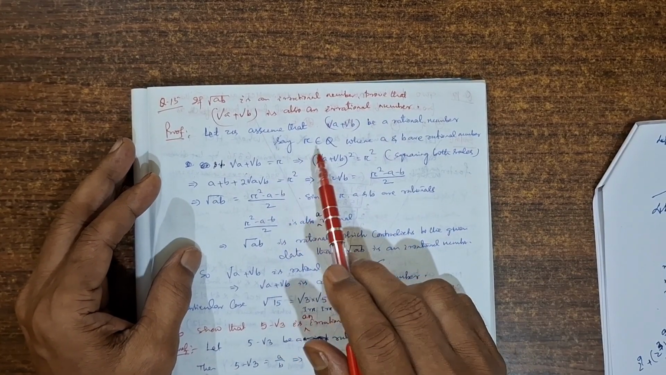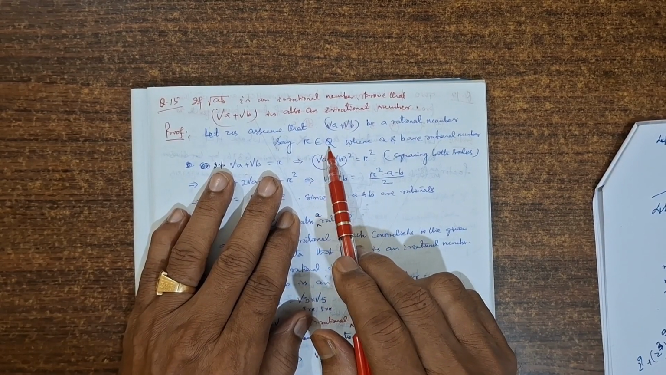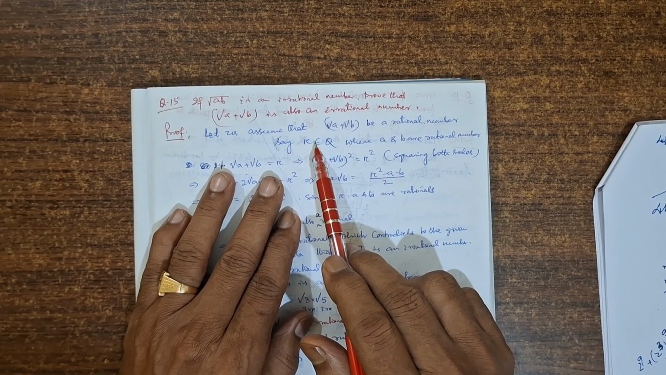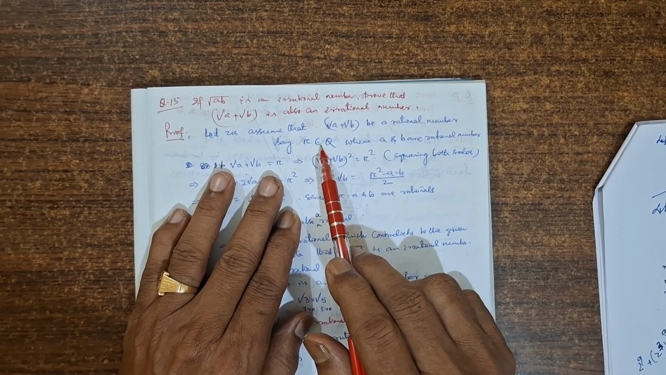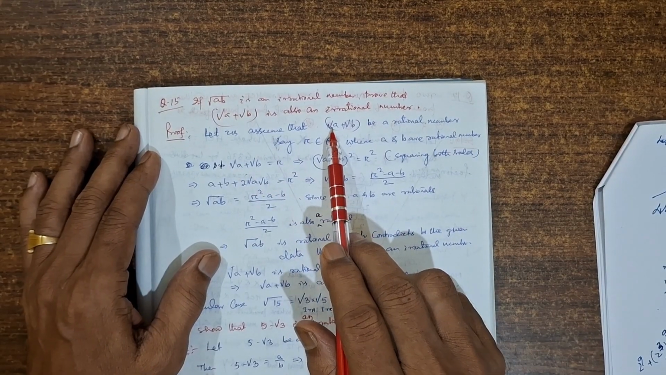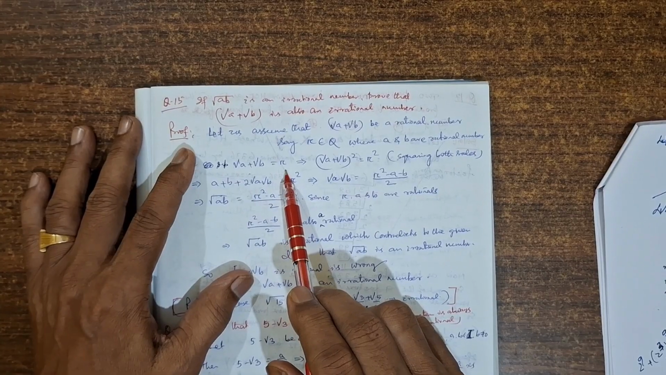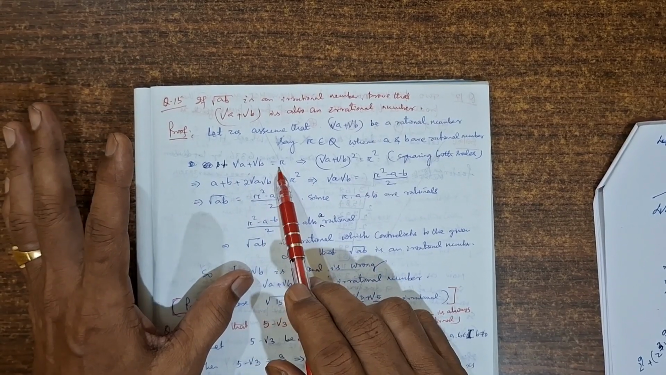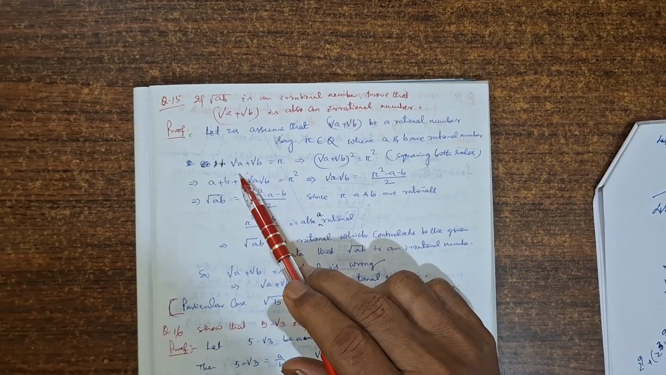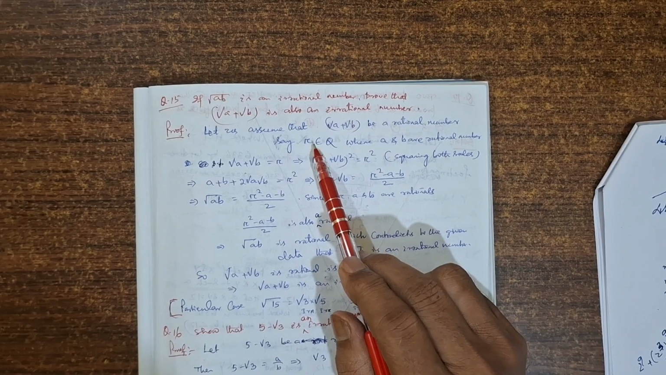So say root A plus root B is equal to R, where R is a rational number. In this place we have not written R as P by Q; simply R is a rational number. It is given A and B are rational, such that root A plus root B is equal to R. This implies, squaring both sides, root A square plus root B square plus root A root B is equal to R. It is taken to be a rational number, which is R.